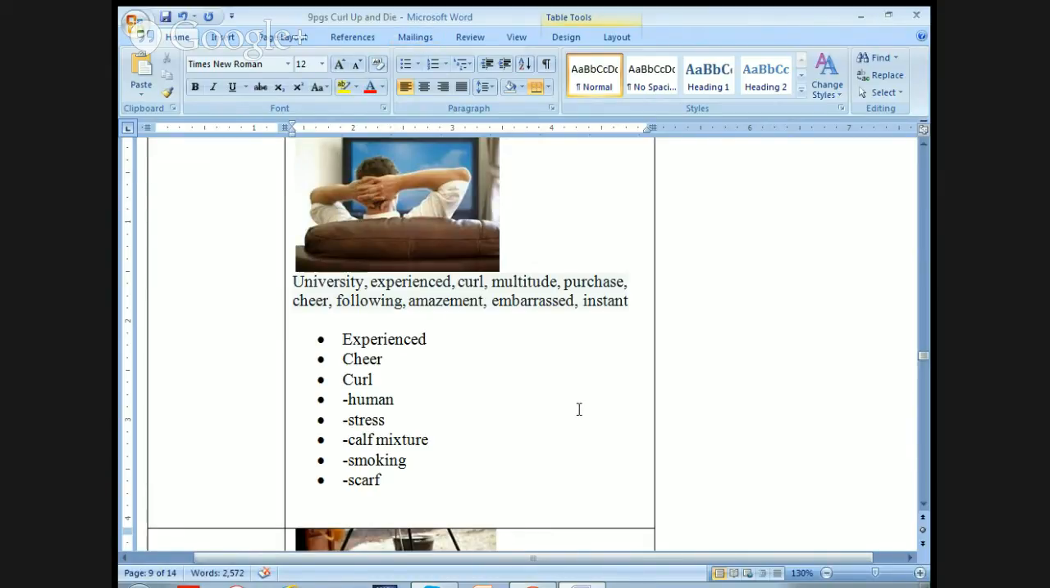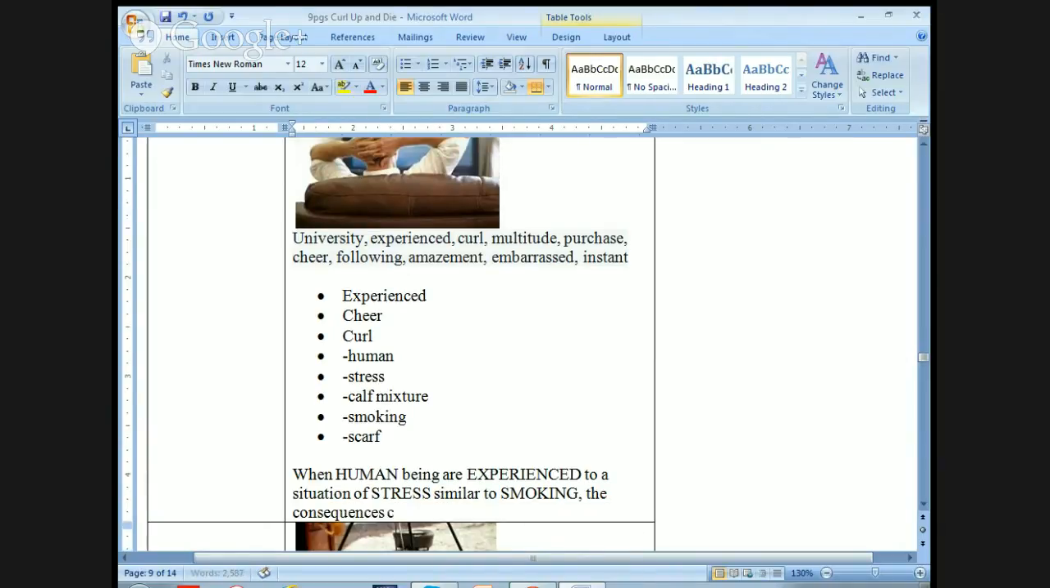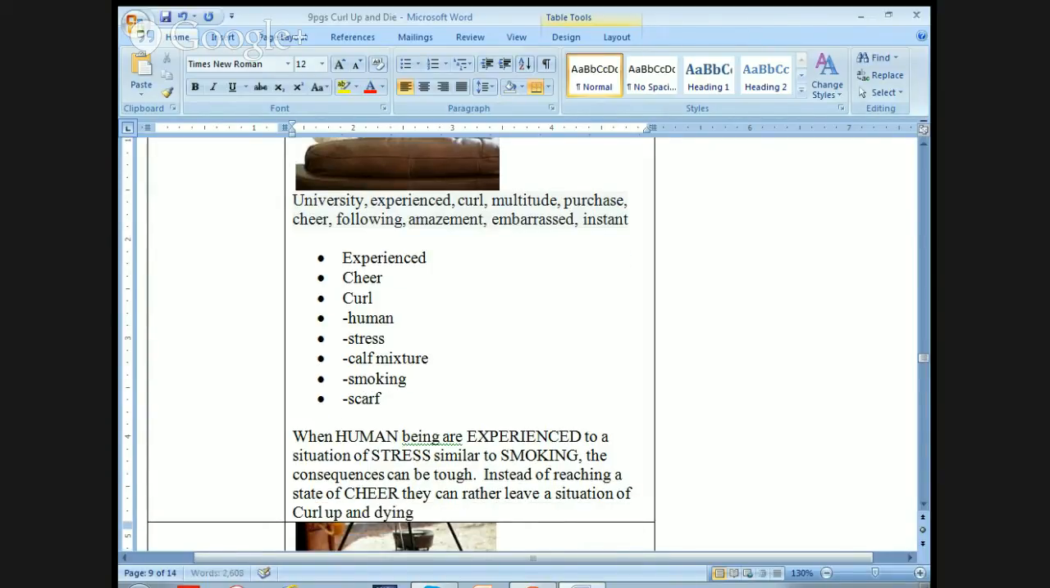What's your story? When human beings are experienced as a situation of stress, like when they are smoking, the consequences can be tough. And instead of reaching a state of cheer, they can rather leave a situation of curl up and die.